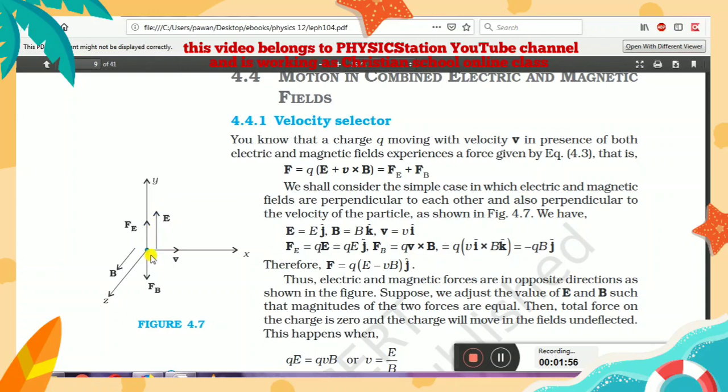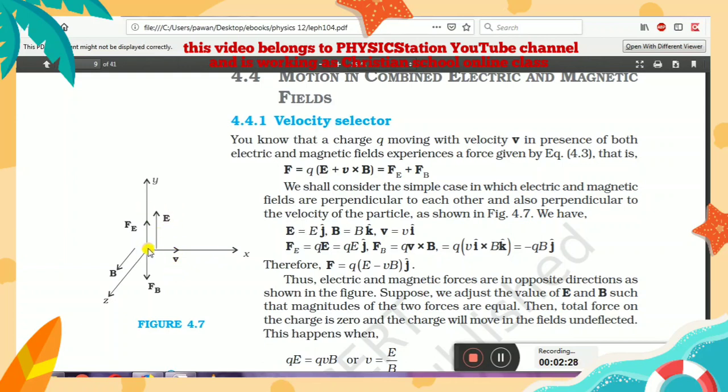Now the motion of the charge, initially, is represented by the velocity vector. You can see the velocity vector is along the x-axis. This was the initial condition when the charge was entering the crossed electric and magnetic field. When the charge was entering the crossed fields, at that time the direction of motion was along the x-axis, as you can see represented by the v vector here.